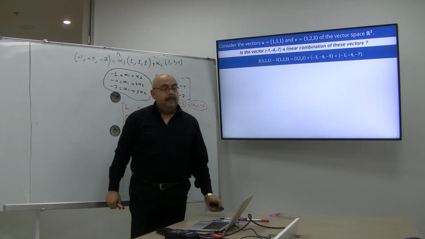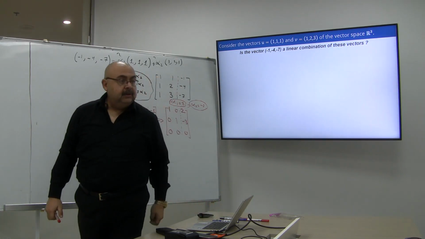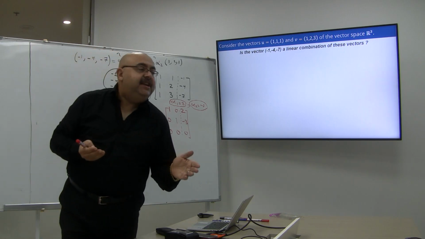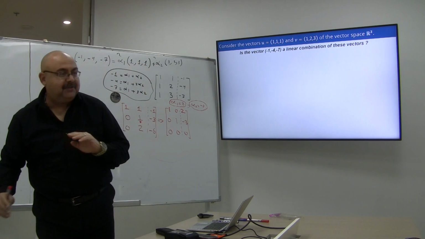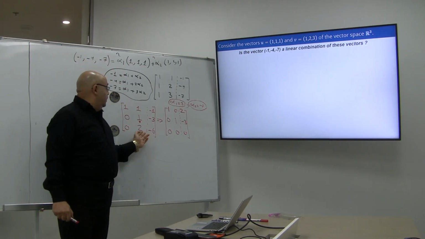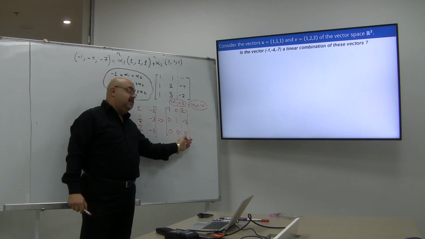If this wasn't true, then it can't be a linear combination of these two vectors. How are we going to know? It's very simple. This row would be zeros, and this would be a nonzero number.